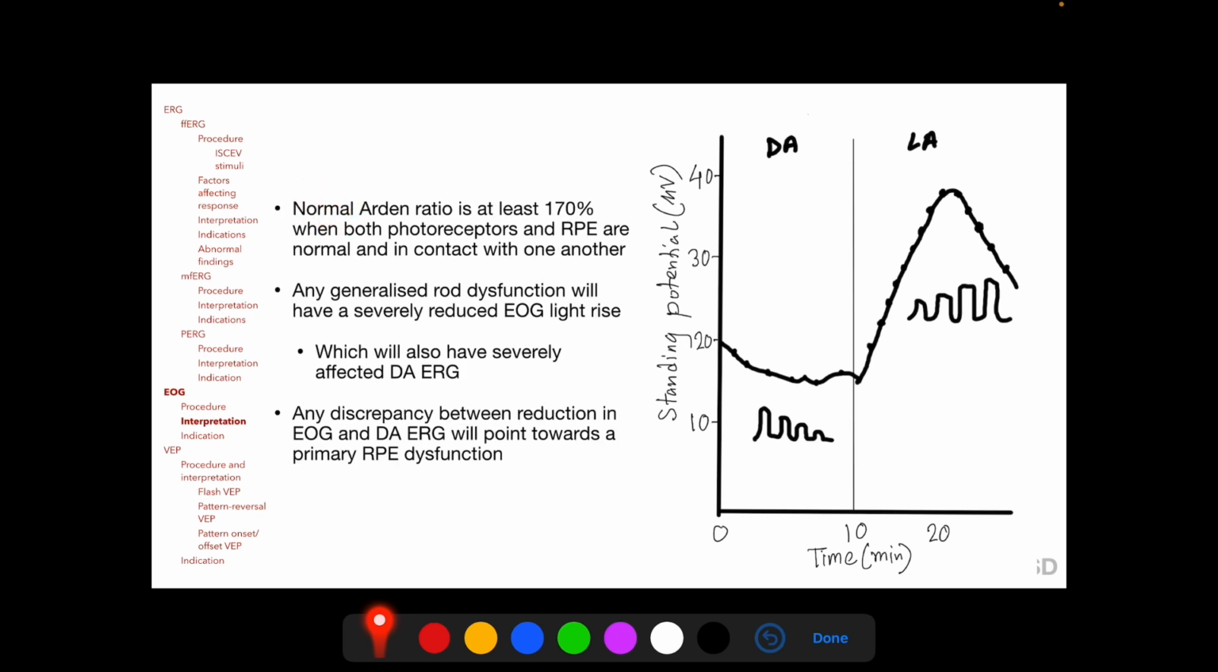Normal Arden ratio is at least 170% and requires a normal retinal pigment epithelium and normal photoreceptors with a healthy interaction between them. So in most generalized rod dysfunction, there is both a severely reduced EOG light rise as well as a severely affected response to dark adapted full field ERG. So any discrepancy between the extent of reduction in EOG light rise and the extent of reduction in the dark adapted full field ERG response, with the dark adapted ERG being spared while the EOG light rise is severely reduced, points towards a primary retinal pigment epithelium dysfunction.